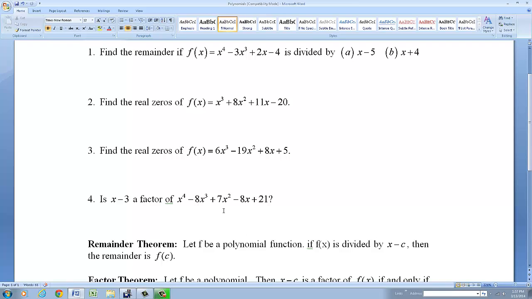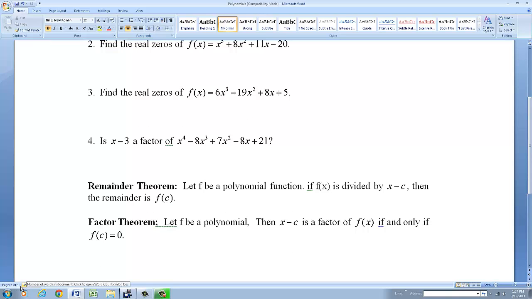Okay, so again, there's many ways to do this. You could use long division, divide this out, and if the remainder is 0, then you would say yes, it is a factor. If the remainder is anything else but 0, then you say no. You could use synthetic division, and it works the same way. If the remainder is 0, it's a factor. If not, it is not a factor.